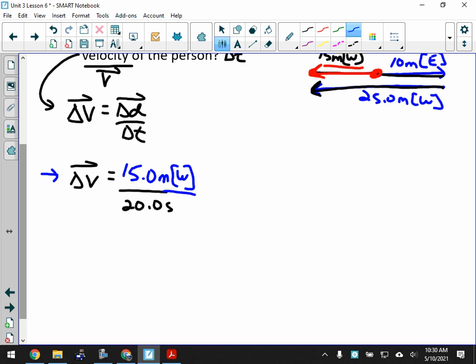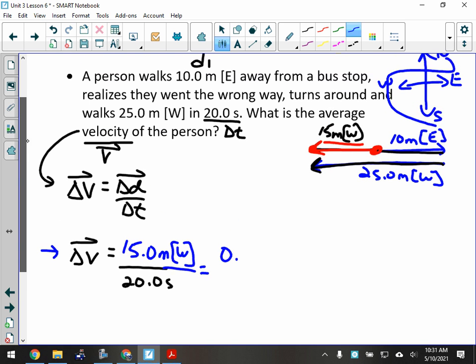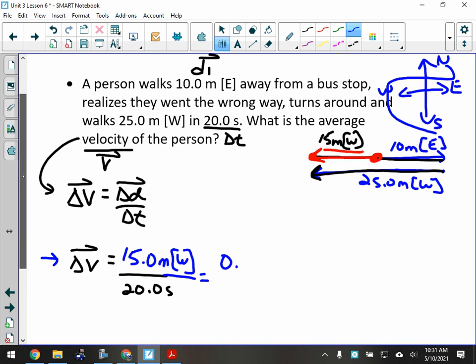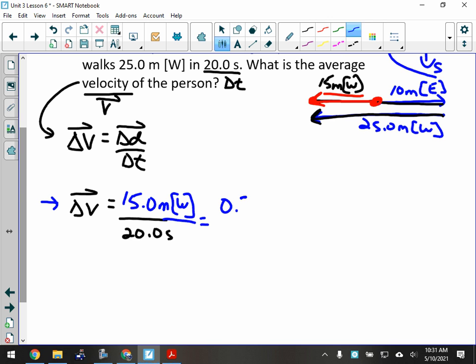So when we divide these two numbers, you're going to see something a little different today. So 15 divided by 20, of course, is 0.75. I think we need 3 significant digits, right? So I'm actually going to go 0.750 meters per second. And that's going to be in the west direction. So notice that we have a direction with this as well as a magnitude. Okay, so we need to include the direction as well today.